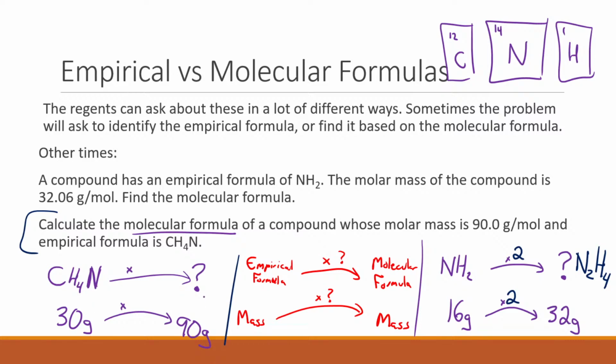Now that we've got all the pieces of information except for the one we're looking for, we're going to find our ratio. To go from 30 to 90, I multiply by 3. If I multiplied my masses by 3, I'm going to multiply my formula by 3. And that is going to give me a final formula of C3H12N3. Let's put that down: C3H12N3, multiplying this by 3.